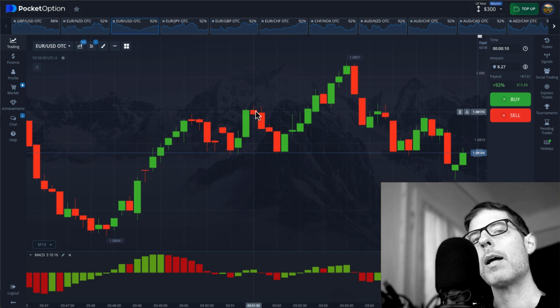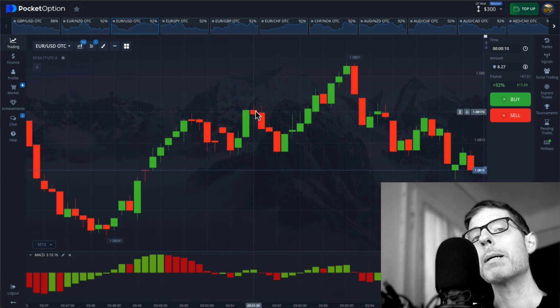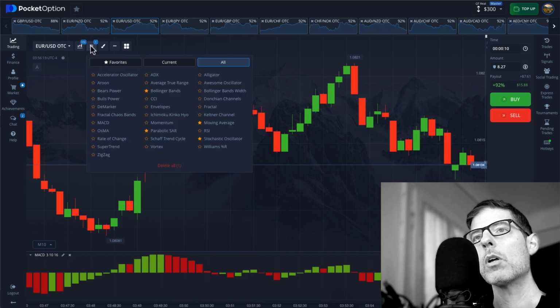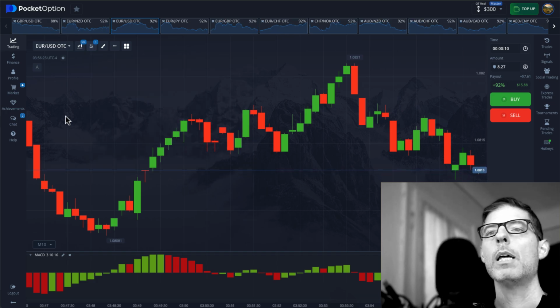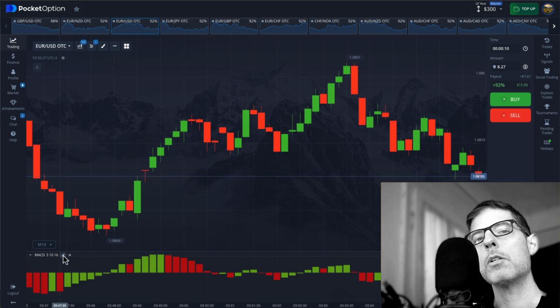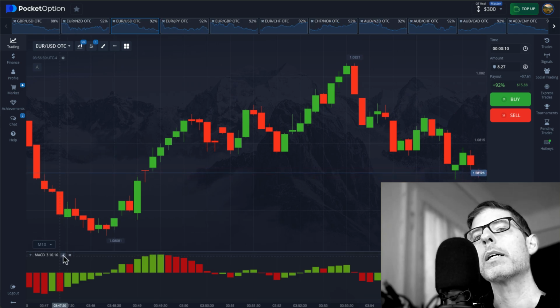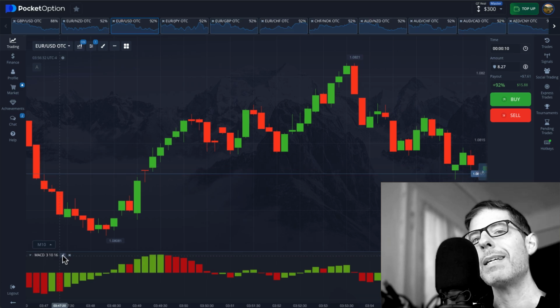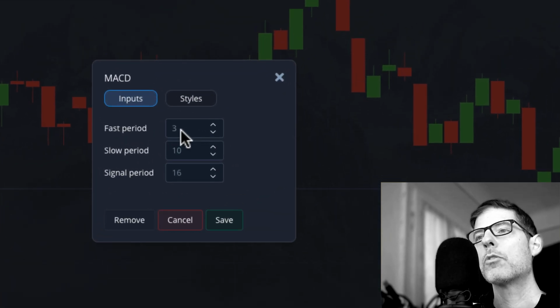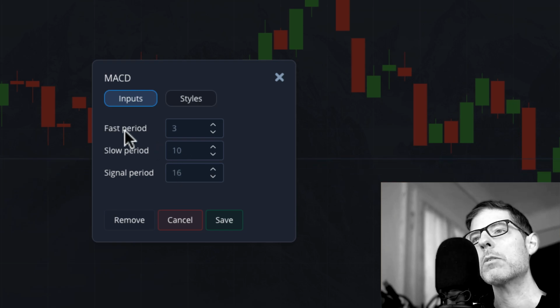Next, we must set up the one indicator that we're going to use for the strategy, and that's going to be the MACD, hence where the name Big Mac comes from. Over here on the indicators menu, select the MACD, and then down here, we're going to enter some custom settings. Go ahead and click on a little pencil icon next to the name of the indicator. Enter in 3, 10, and 16. That's all you have to do. Fast period 3, slow period 10, signal period 16.